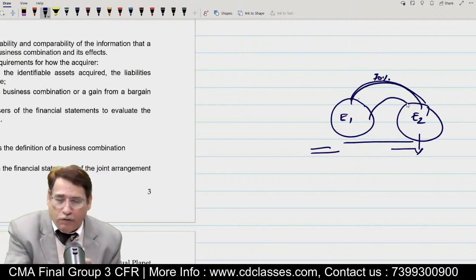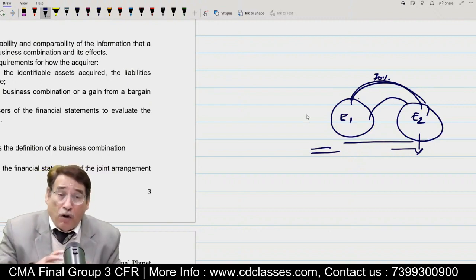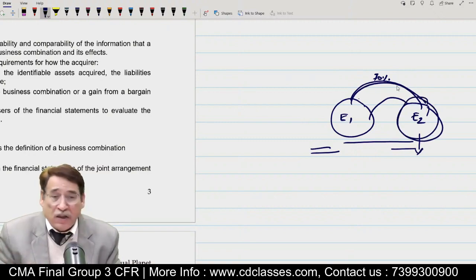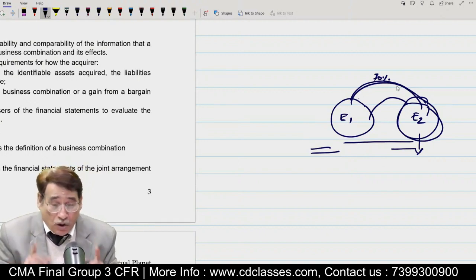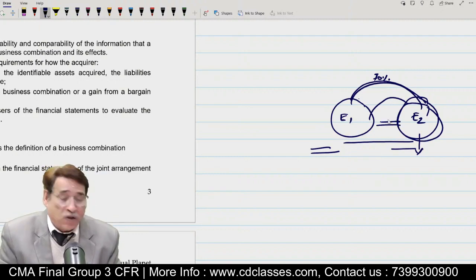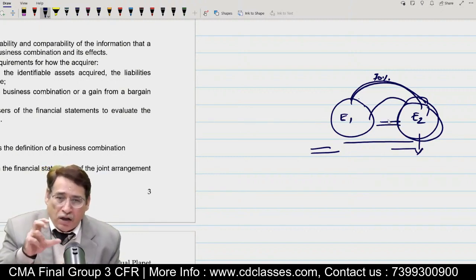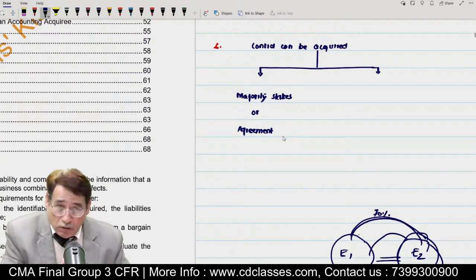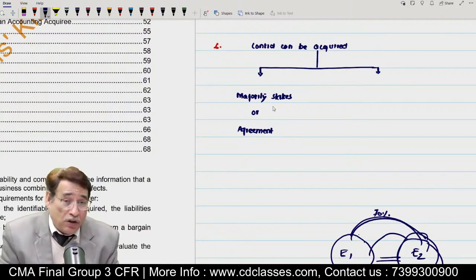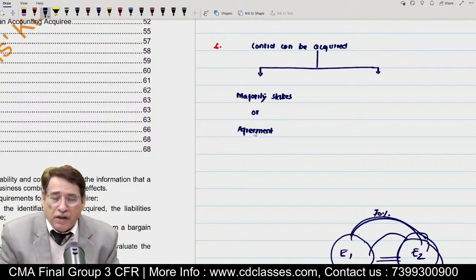So if we get the control over the other enterprise through majority stakes or by way of agreement, that doesn't mean the existence of the other entity has finished or the other entity has ceased to exist. No, no, no. This is not the case. So don't allow this sort of confusion to move into your mind. Is it clear to you? Whenever we get the control over the other enterprise, the only thing is that the other enterprise shall operate under our direction, under our complete control, but it will keep on operating. This is the point I just wanted to make you understand. So whenever we get the control through majority stakes or by way of agreement, generally the existence of the other entity will never finish. Is it clear to you or not?